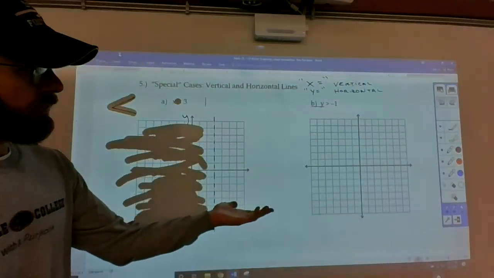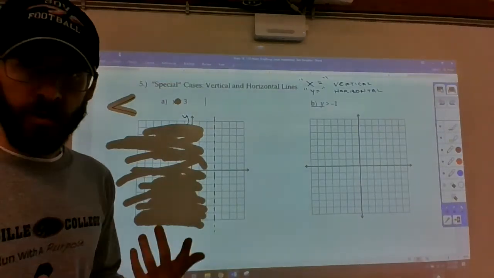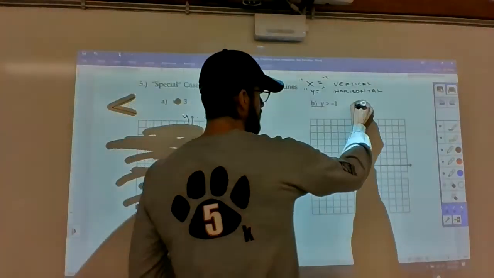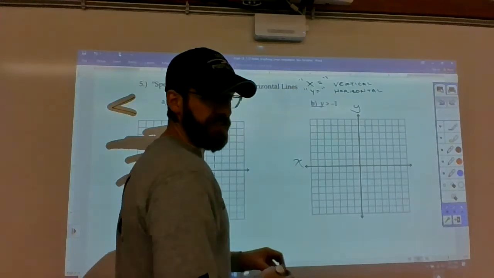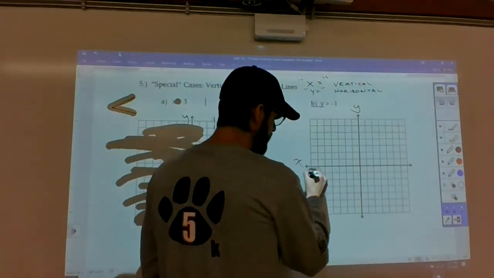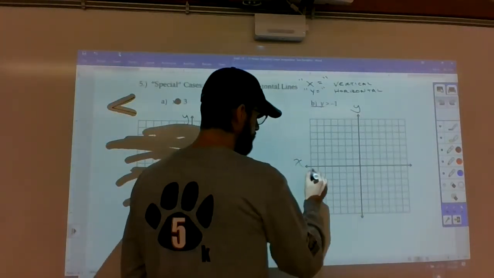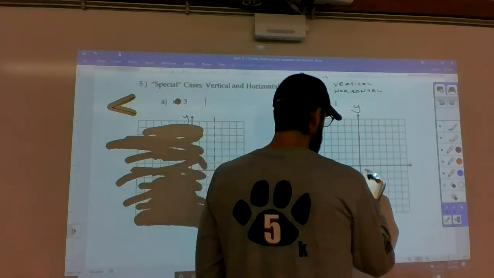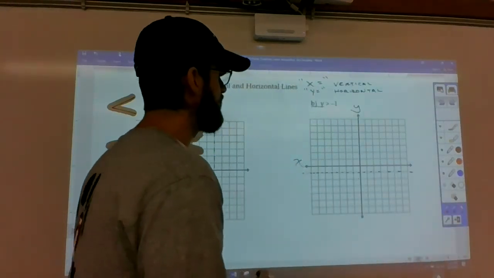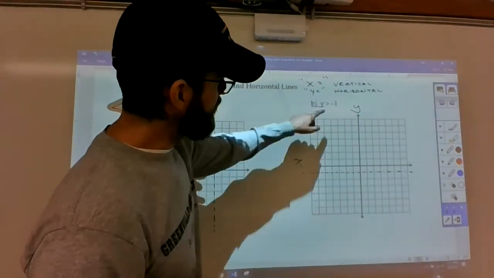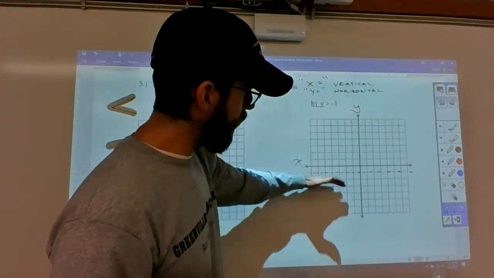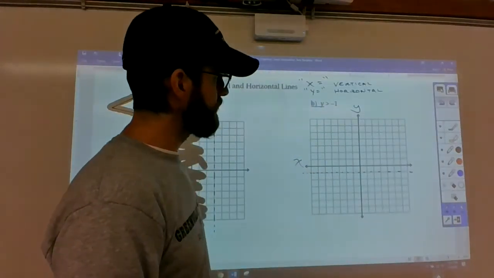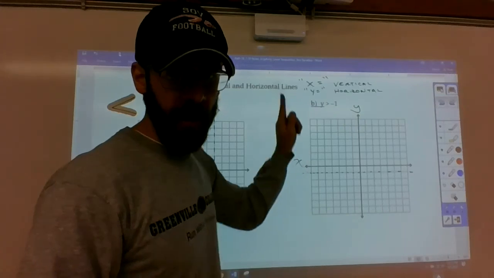If you check out the y's, you're going to get a horizontal line. Here's my y-axis, here's my x-axis. Negative 1 would be down here. And then you ask yourself, hey, does greater than mean above or below? Greater than, bigger than, above.